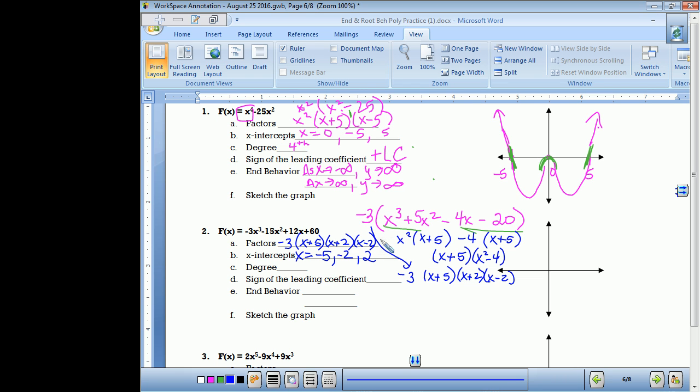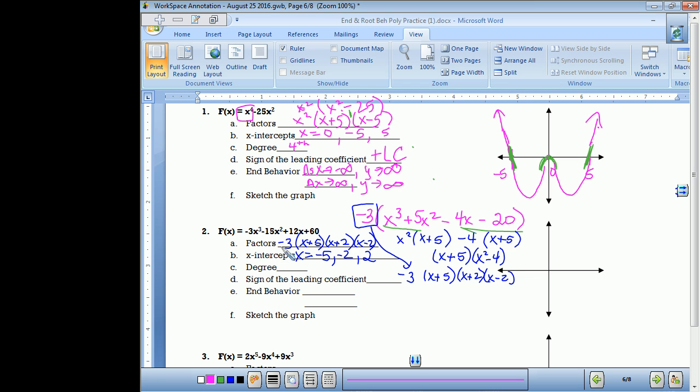Yes, Cole. How'd you get the 3 on the factors? We factored the negative 3 out to start with. Yeah, I know that. But how'd you get 3 parentheses? Because x squared minus 4 factors some more. Oh. She factored the negative 4.